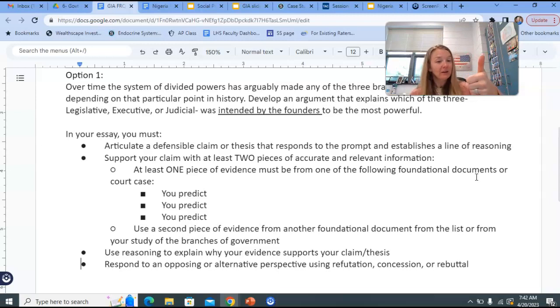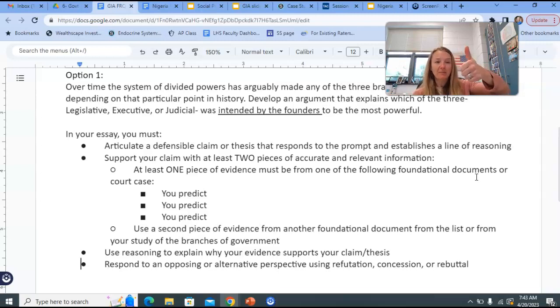Once you have made a very clear-cut claim with a line of reasoning, you need to have two pieces of evidence. You are going to describe each piece of evidence, and then you are going to explain why each one links back to the claim. Again, I'm not telling you what the pieces of evidence you're going to be required to use are, but they are going to be foundational documents, so I would review those foundational documents before Monday, okay?